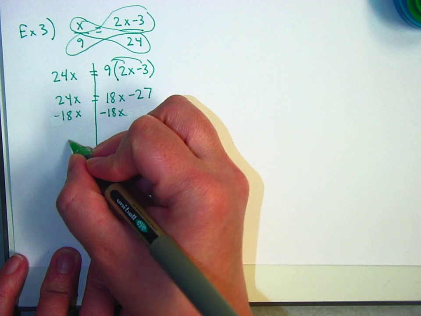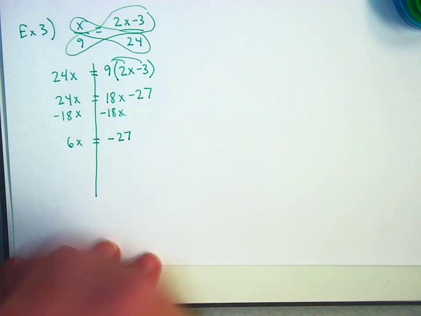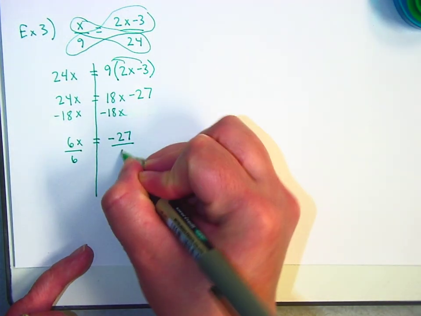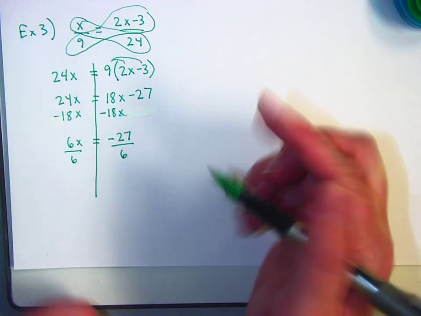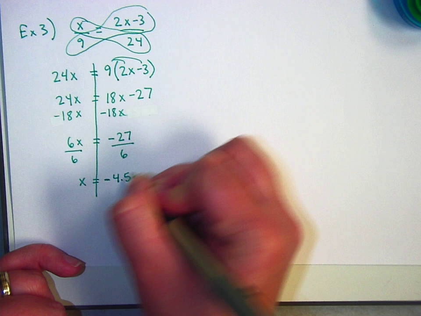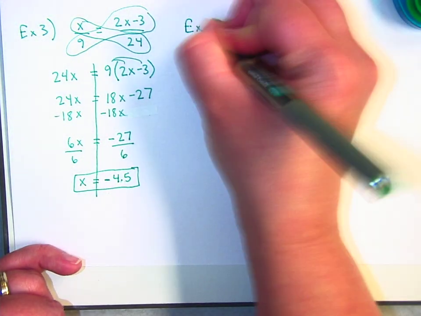which gives me 6x equals negative 27, and then I'm going to divide by 6. In my calculator, negative 27 divided by 6 is negative 4.5, which is the right answer. And I could check it if I wanted to see.